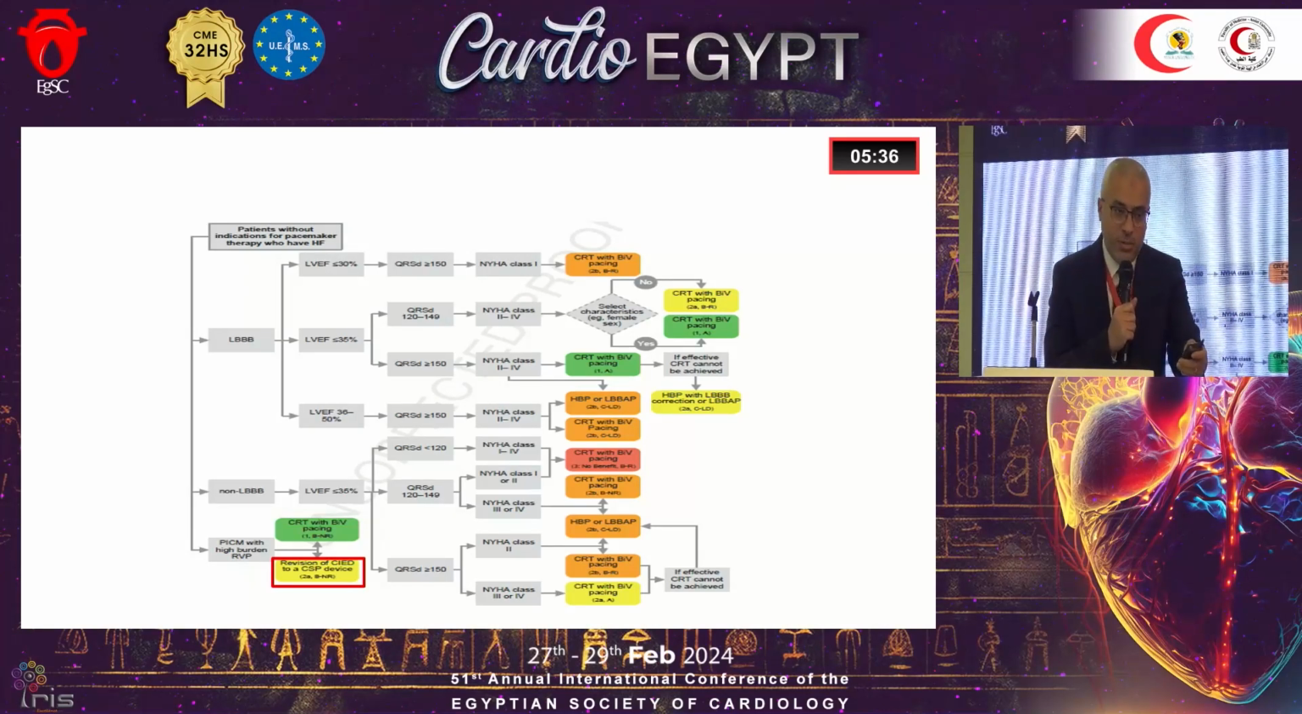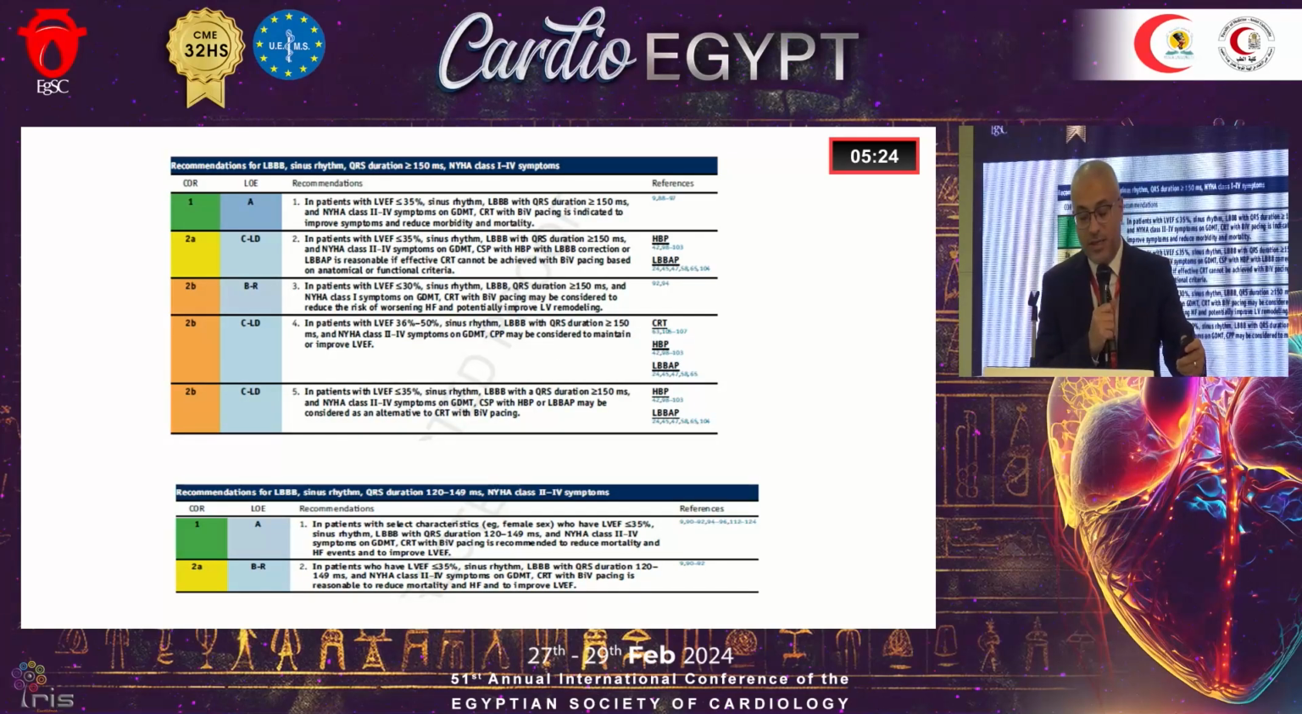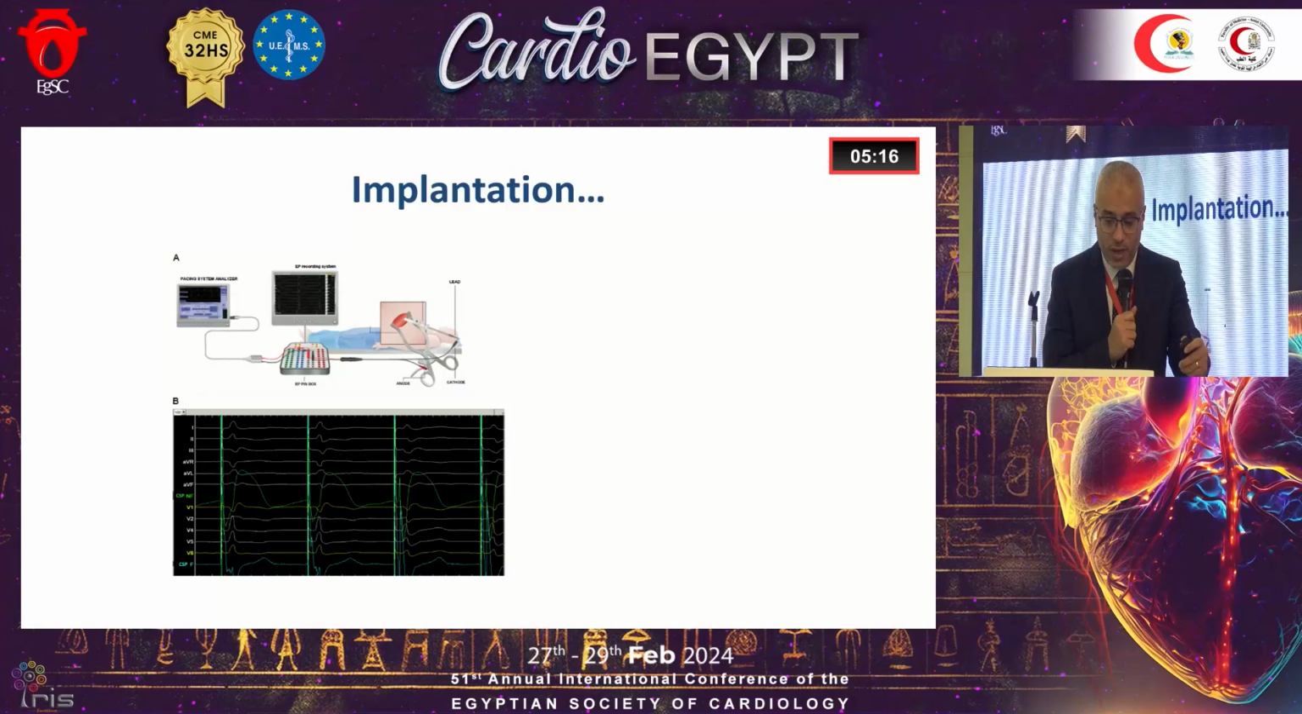I think it's not His bundle pacing anymore because it's getting down, and it's mainly the left bundle area pacing. So it's a class 2A to put a left bundle area pacing in this patient if you fail to deliver a CRT. And it's similar in the guidelines. So class 1 is the CRT, even if the complex is between 130 to 150 millisecond, and then class 2A if you cannot deliver the effective CRT.